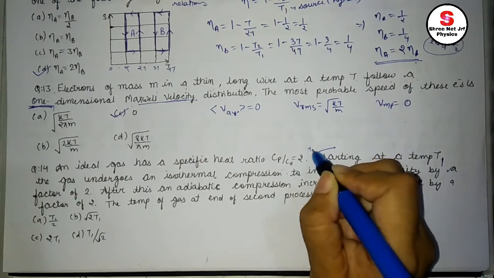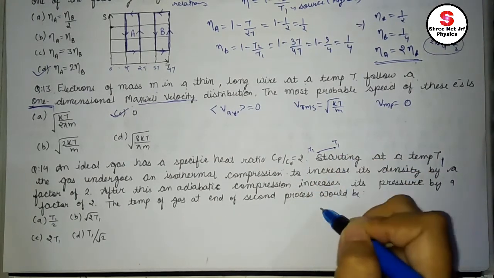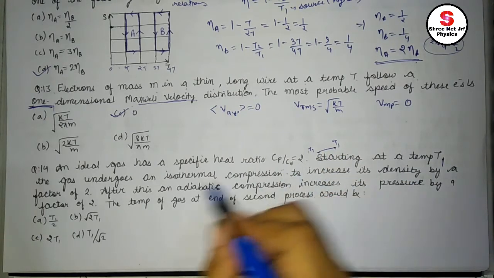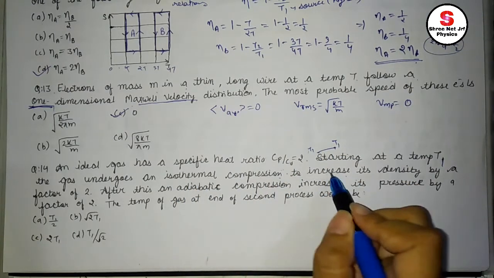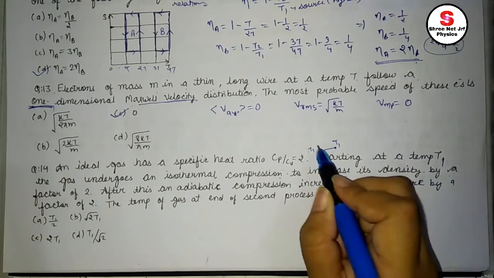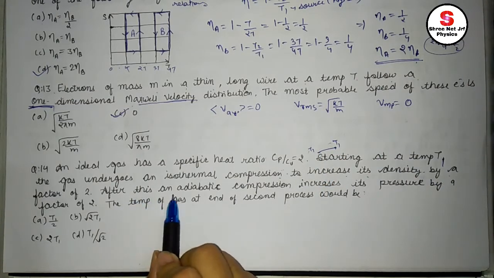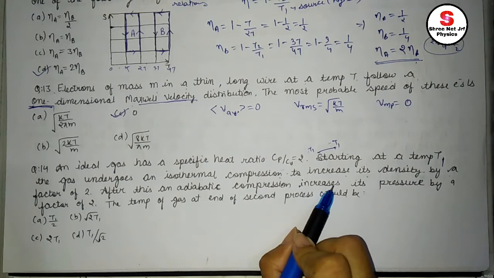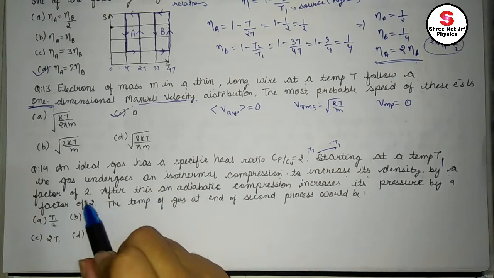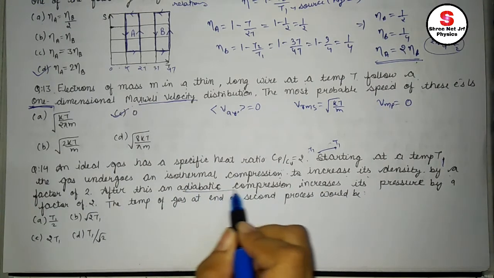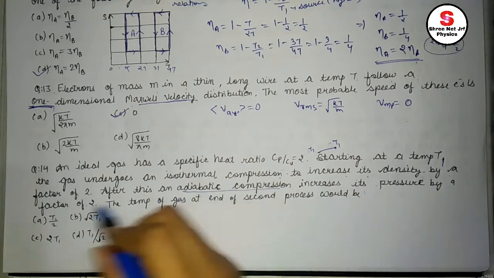Here the starting temperature is T1. At this point also the temperature is T1, because the process is isothermal compression. Here in this process the density is increasing by a factor of 2. After this, an adiabatic compression occurs which increases its pressure by a factor of 2.